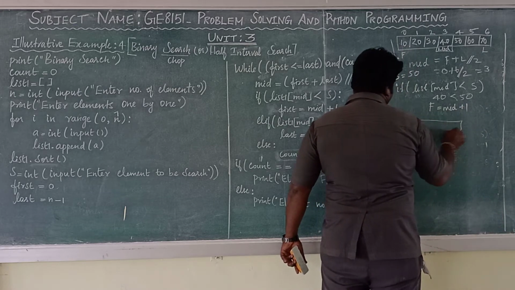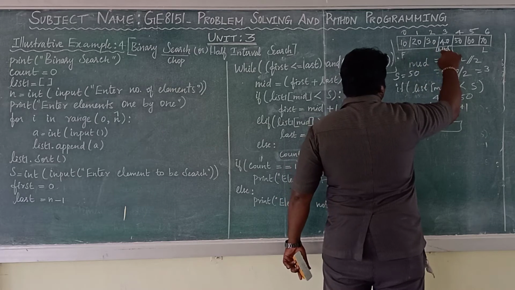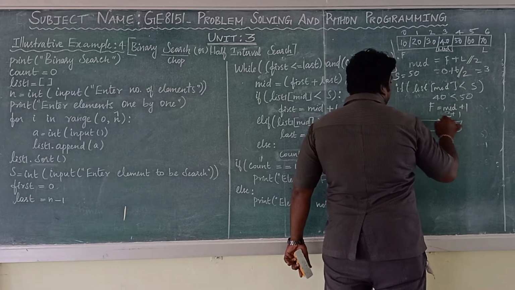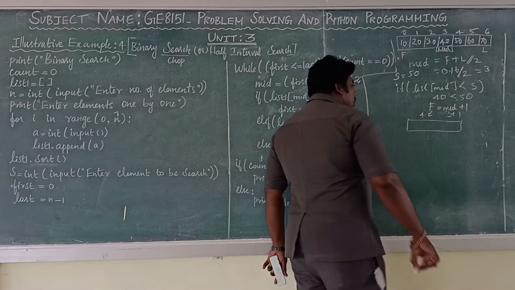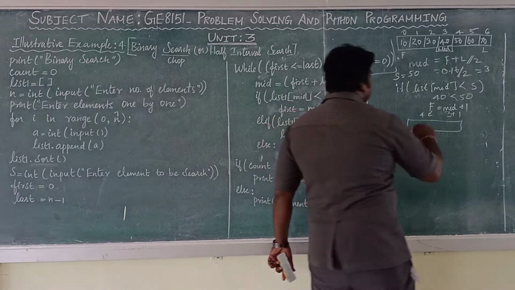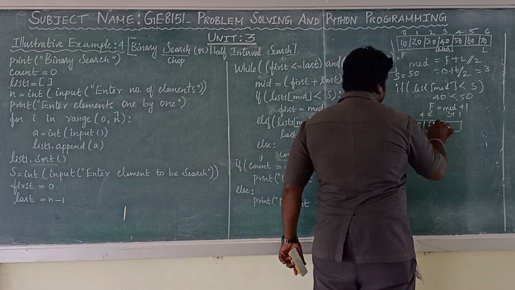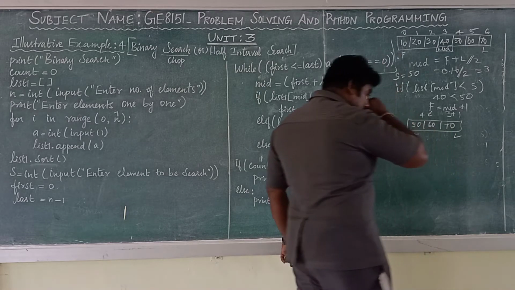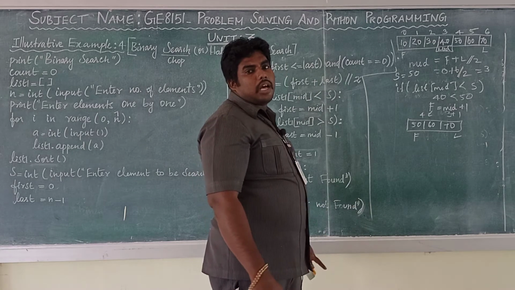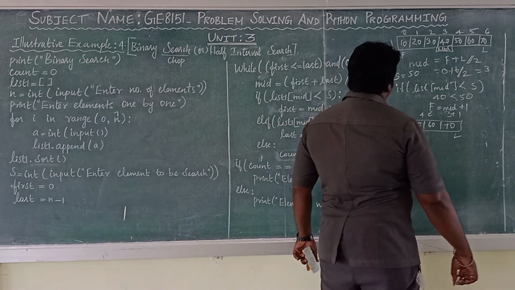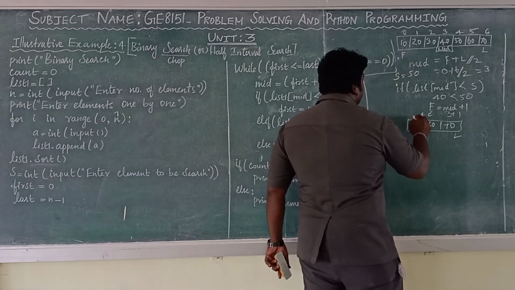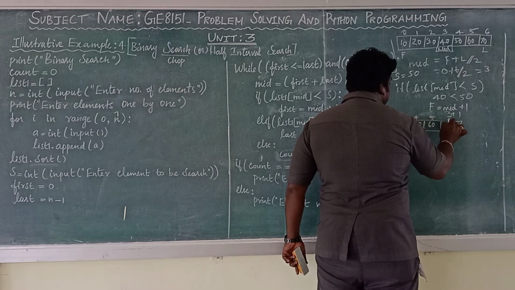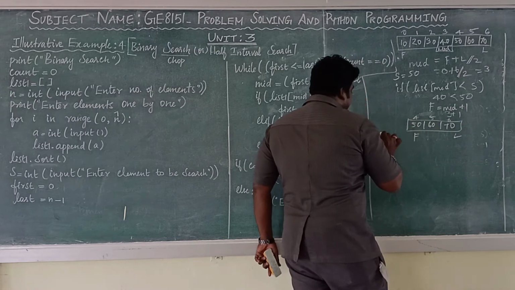Now your first will be incremented to mid plus 1. Already mid is 3, 3 plus 1, so your first is now 4. What's the first value? 4. So 50, 60, 70: now 50 is first and this is last. What are the indexes here? 4, 5, 6. Again you have to calculate the mid.